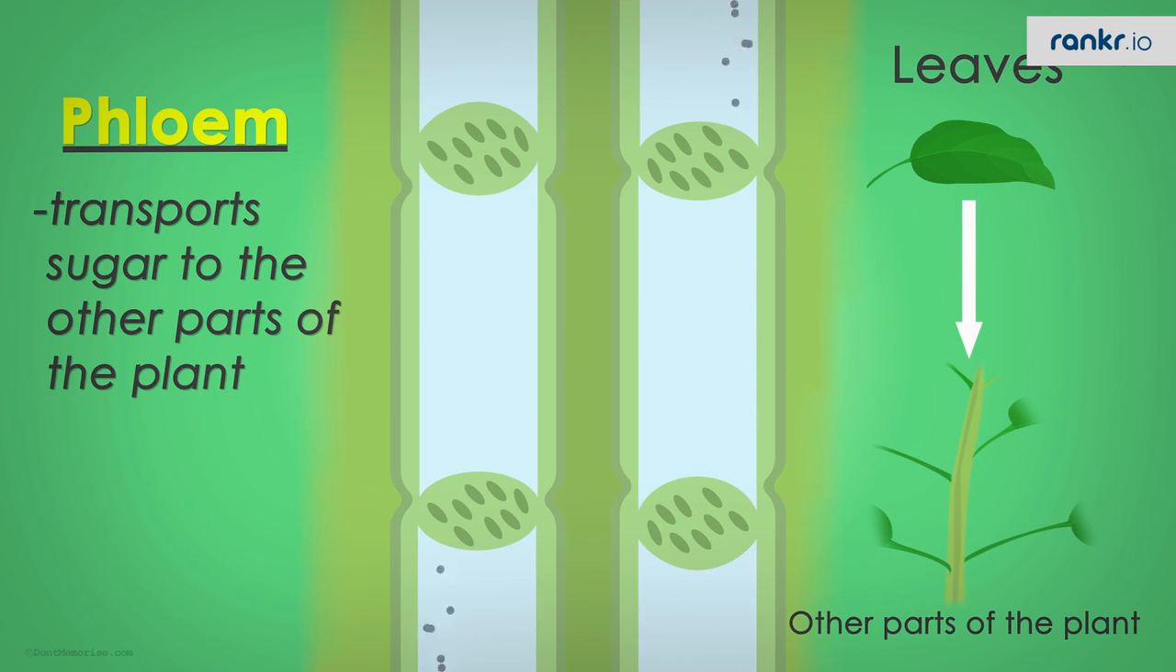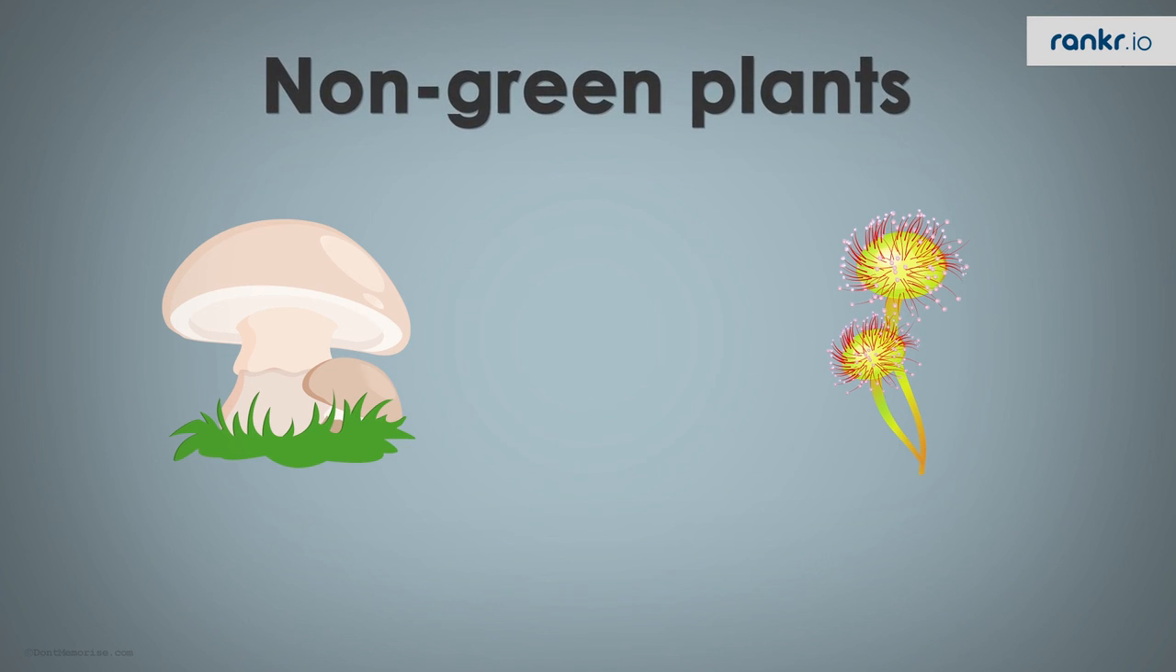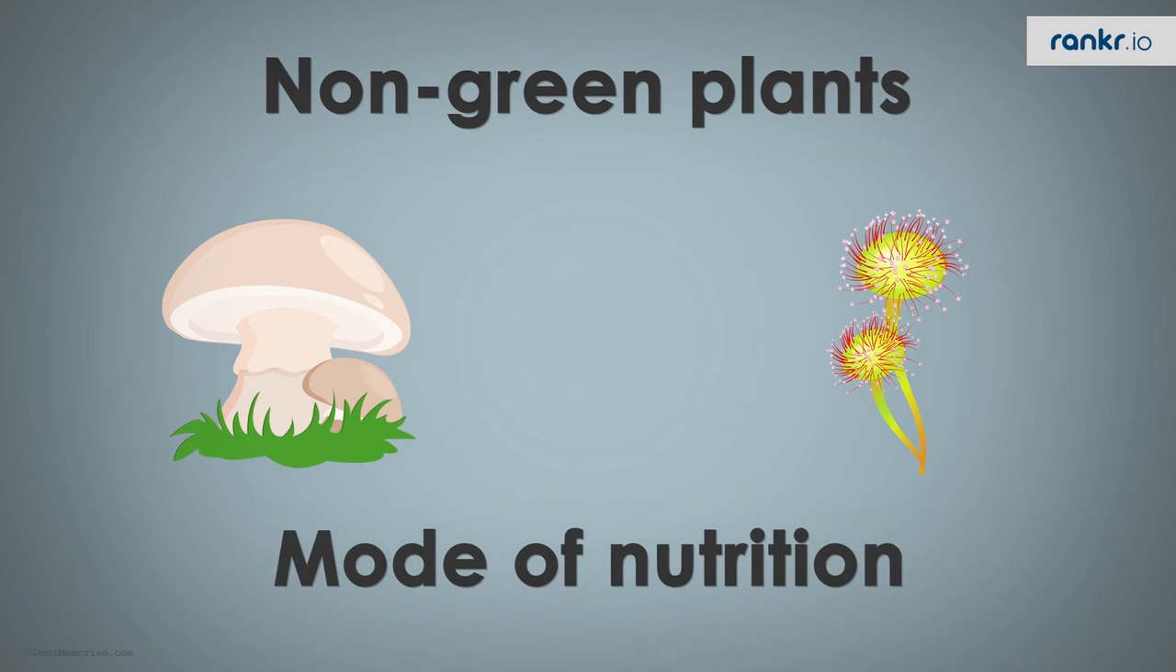We have looked at how green plants produce their own food. Now let's talk about the non-green plants. How do they obtain nutrition when unable to synthesize their own food? To learn more about non-green plants and their mode of nutrition, do watch our next video.